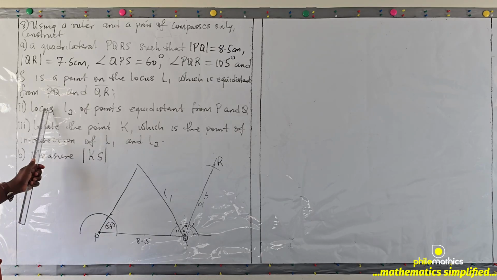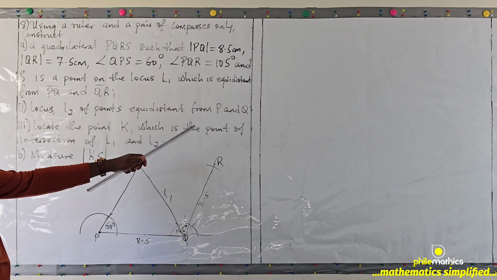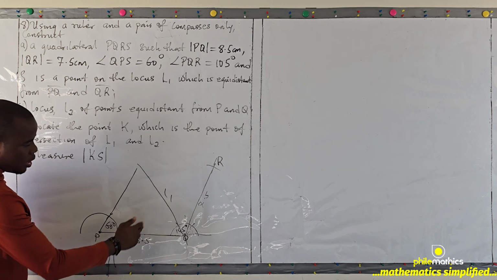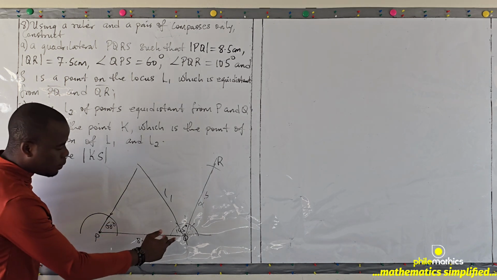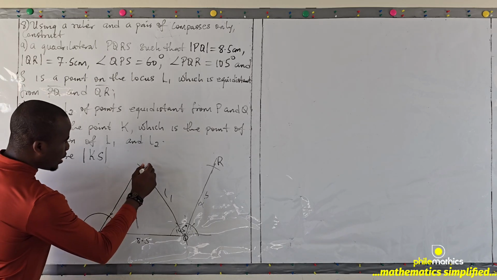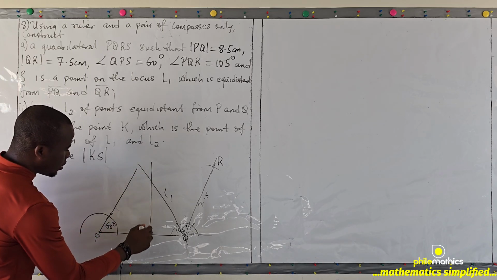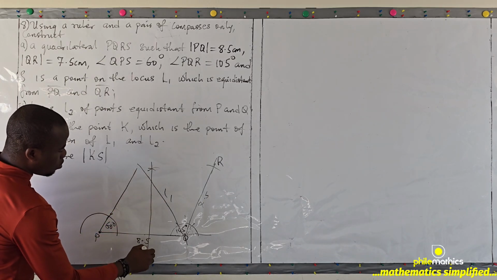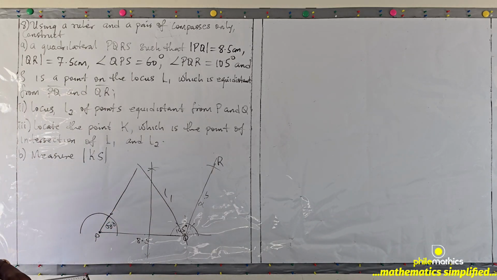And locus L2 of point, equidistant from P and Q. Equidistant from P and Q means to bisect this line, PQ. So you bisect this line into two equal parts by your pair of compass. Locate the point K, which is the point of intersection of L1 and L2.